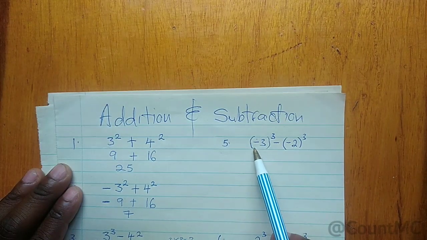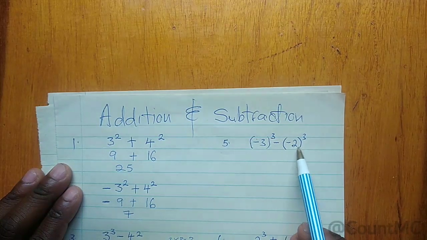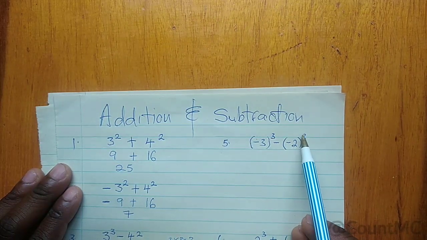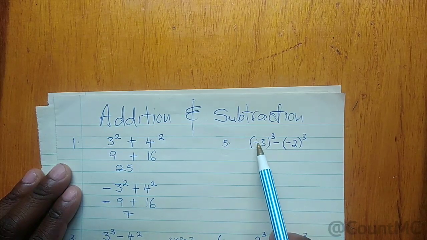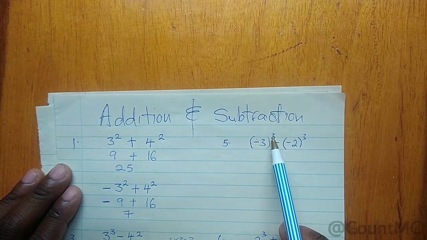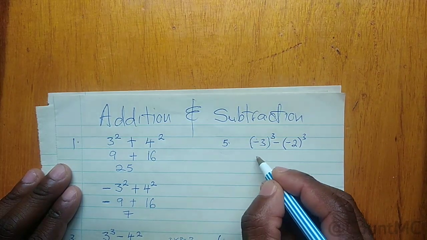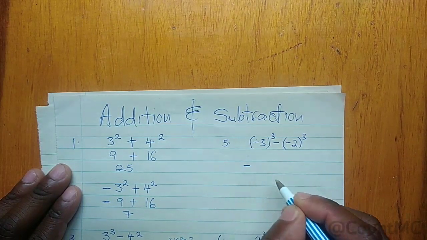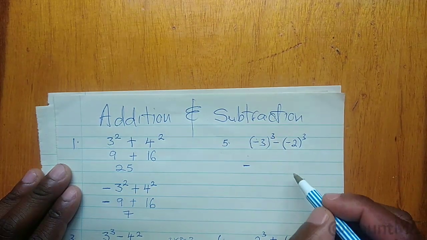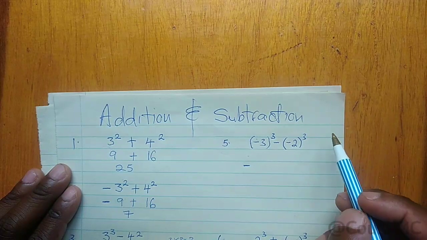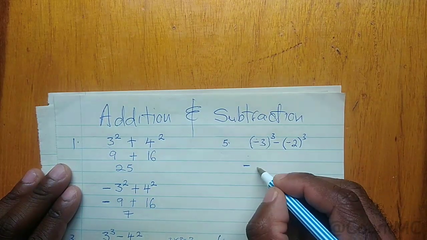Number 5. Minus 3 cubed minus, in the bracket, minus 2 cubed. Now this 3 is affecting everything in the bracket. So how many negative signs do we have? We've got 3. So it's an odd number. So our answer is going to be a negative. 3 to the power 3, that's 3 times 3 times 3. That's a 27.